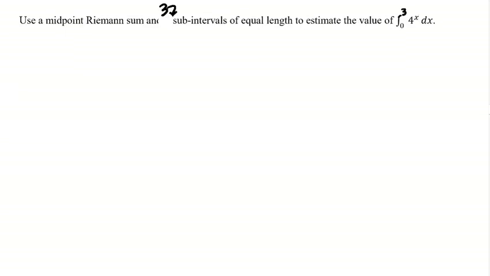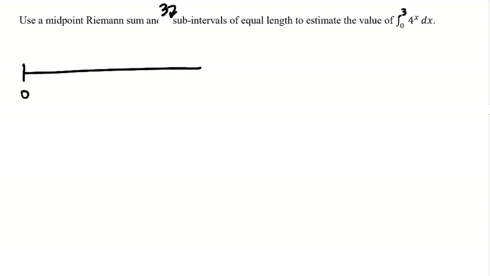All right, here we've got another good one, but I decided to change it a little bit to make it go faster. We're going to use a midpoint Riemann sum with 3 subintervals of equal length to estimate the value of the area under the graph of 4 to the x between 0 and 3. What I recommend doing is drawing a little number line just to make sure we're getting our interval right. So we're going from 0 to 3.